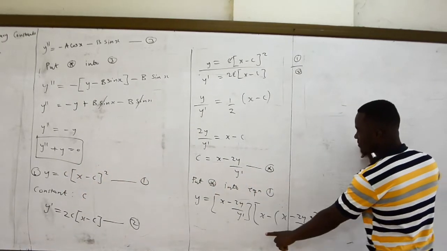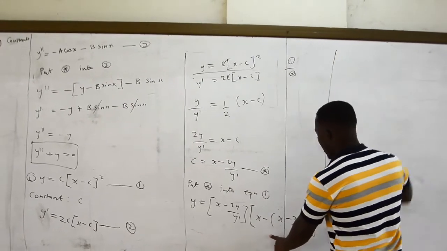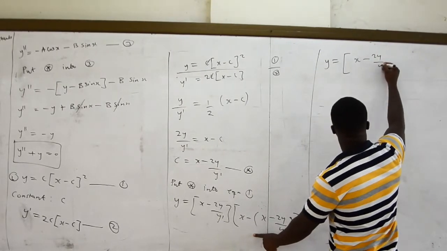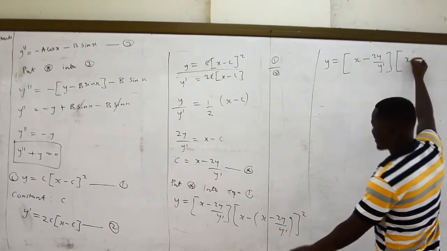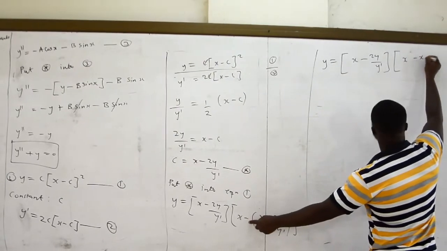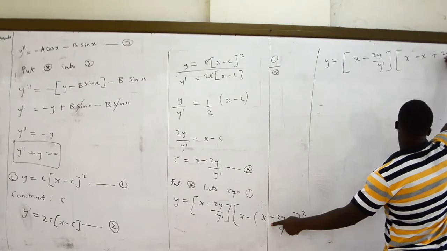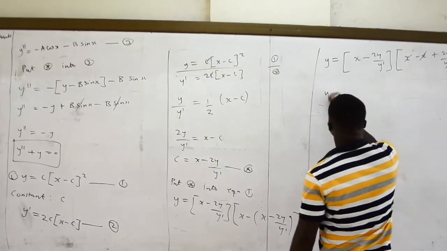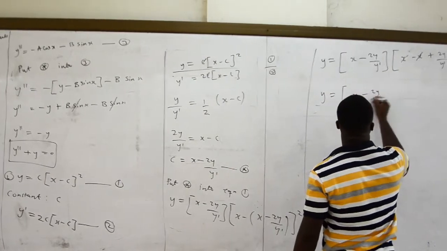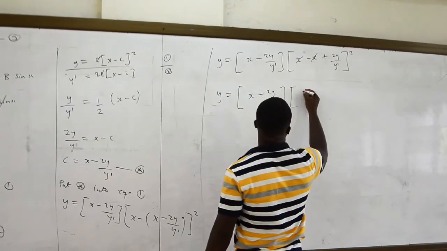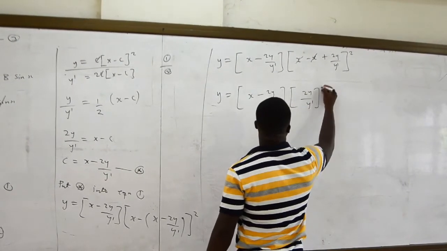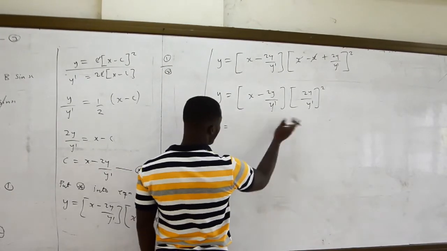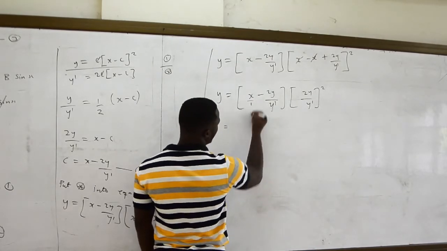So now let's simplify this one. I'll have y is equal to x minus 2y over y prime, times x, now I want to multiply 2 by this negative. So I have negative x plus 2y over y prime, all squared. Basically, taking this one, we'll have y is equal to x minus 2y over y prime, all squared. This square, let's multiply by this one. Before you do this, you know that this y is over 1.